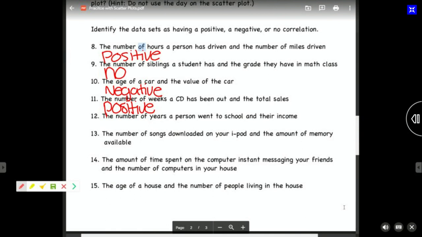The number of years a person went to school and their income. Supposedly and statistically, yes, if more school, more money. So that's a yes. But I know a lot of people. That's positive. I know some very, very, it's work ethic. It's, are you willing to do the job?